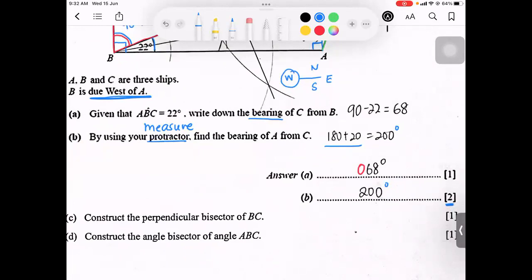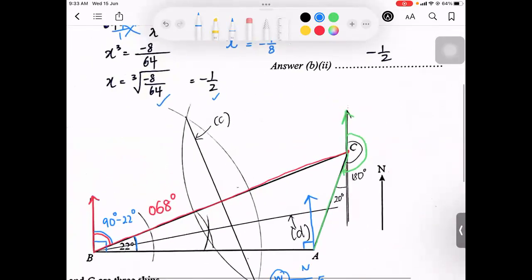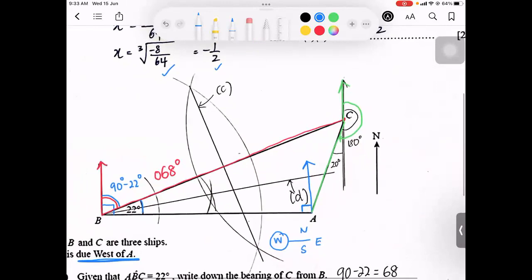Next one, construct the perpendicular bisector of BC. So this is the line, the red color is the line BC. Now there is a very bad habit. Some of you only do halfway. You only have one half of the cross over here. Then you use this midpoint and then you try to draw a line. Sorry, we want to see the whole working.